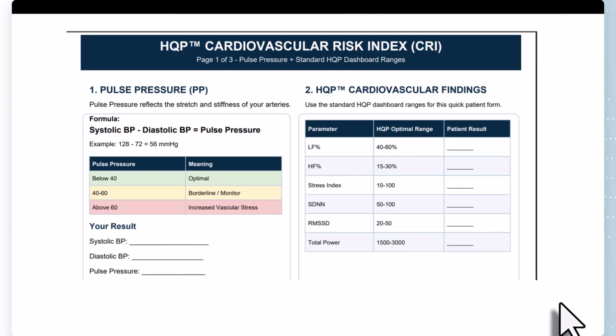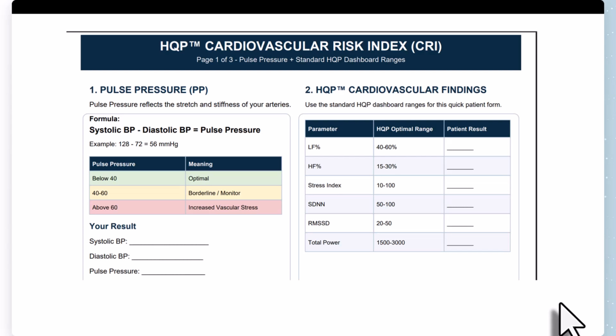So here on the website, if you go to brainbodysync.net, you can download this information right here so you can fill it in and calculate it out. You can see on the bottom it has systole and diastole, and you subtract that to get the pulse pressure. You can look at the number and it tells you right there whether it's optimal, below 40, borderline, or increased vascular stress when it's above 60.